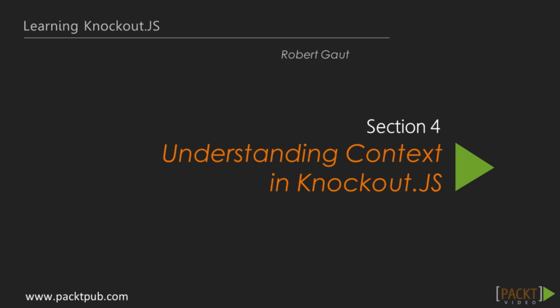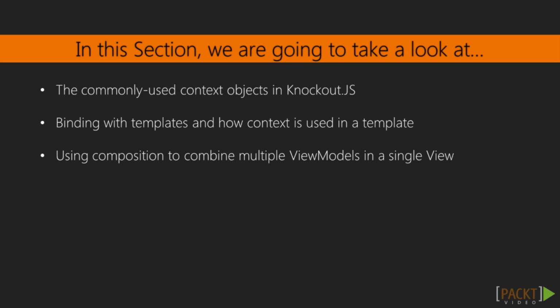Welcome to Section 4 of Learning Knockout.JS. In the last section, we looked at two-way data binding. In this section, we're going to examine the concept of context in Knockout.JS. Context is central to the MVVM pattern and data binding, so it's important to understand it if you're going to take full advantage of the pattern.